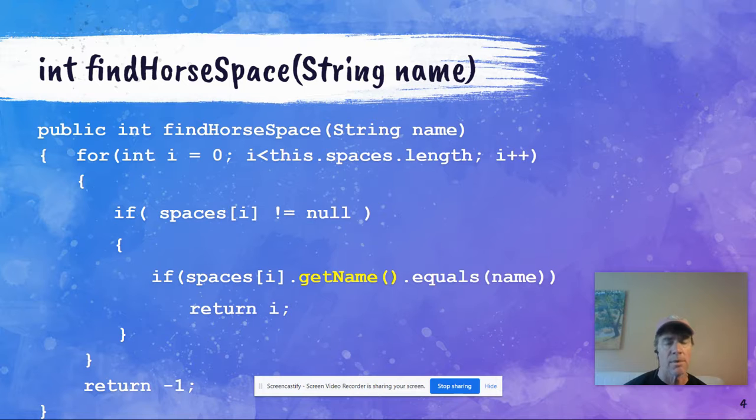All right, so I'm done. The horse is not there. I've gone through my entire list, and the name of that horse isn't there. So that's how I'm going to do that.